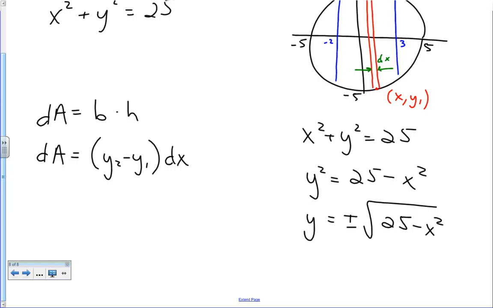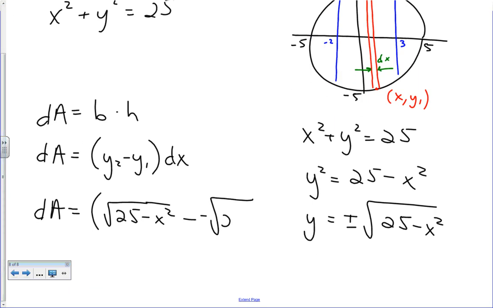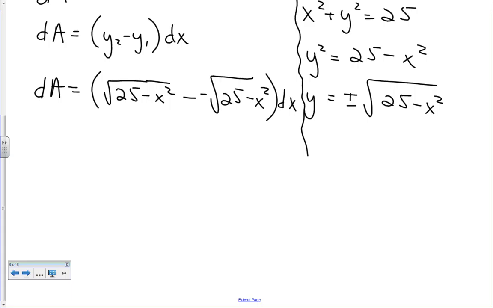So for us, we have dA is equal to, y2 was on the top part of the circle, so that's the positive square root of 25 minus x squared. And the minus, y1 was on the bottom part of the circle, that's the negative square root of 25 minus x squared. And that's all times dx. Let's draw a line there so we can separate those. All right. So this actually becomes, because of the fact that you've got the square root minus a negative square root, becomes 2 of those guys, and that turns out to be addition. So it's 2 square roots of 25 minus x squared times dx.